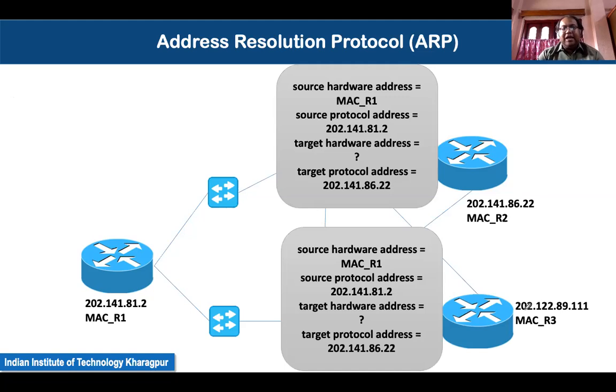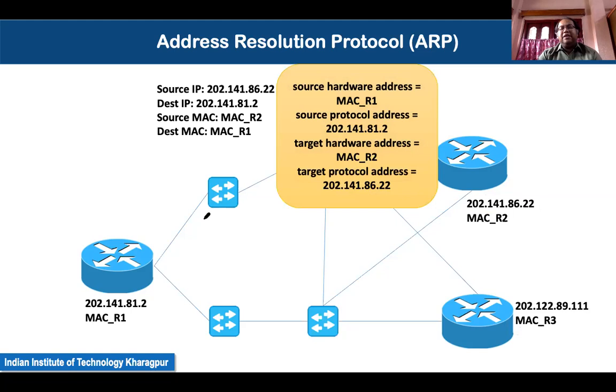Now, once they get that ARP request, they see whether the target protocol address matches with its own IP address. So here you see the target protocol address 202.141.86.22. It matches with the IP address of this machine, R2. So R3 will ignore it, and R2 will process it further to generate the reply. Now, R2 generates the reply by putting its own MAC address as the target hardware address. Now, although ARP request is a broadcast, ARP reply is typically a unicast.